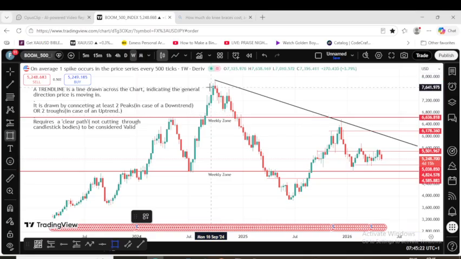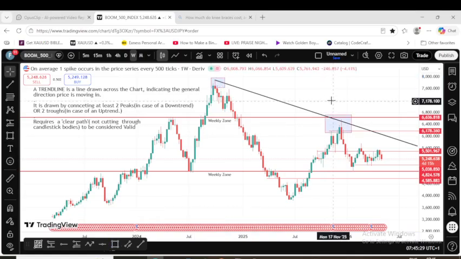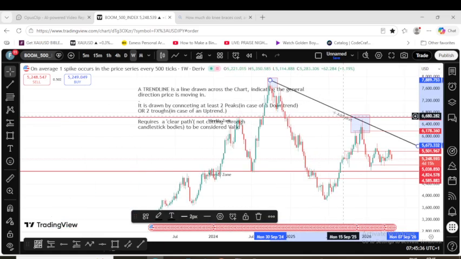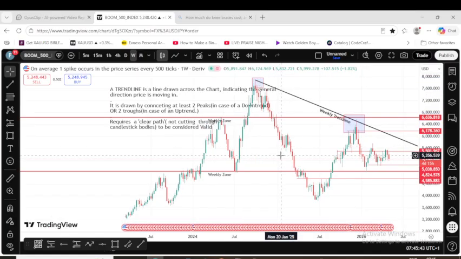Okay, so now we have two blue boxes that I've circled here. These two blue boxes represent our two peaks, in the case of a downward trend line, as is our definition. This is a weekly trend line because we're currently at the weekly time. Two peaks. So now, let's draw our upward trend line.